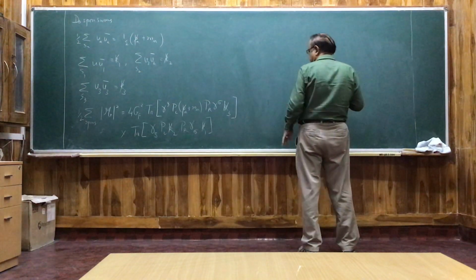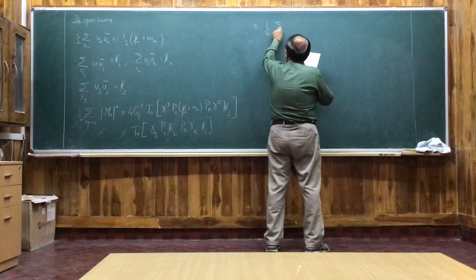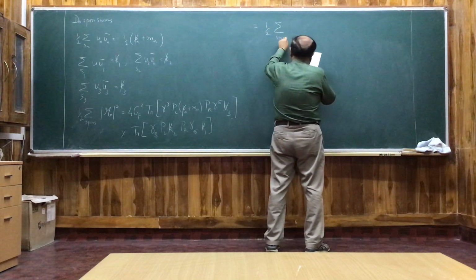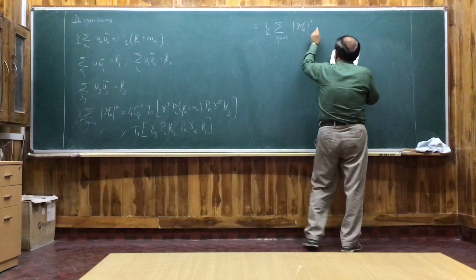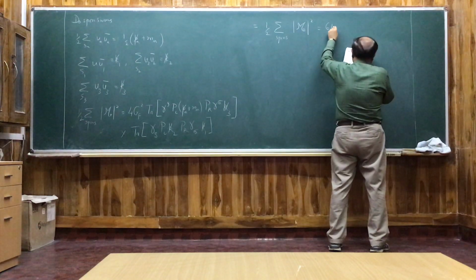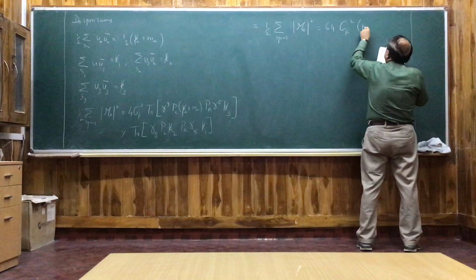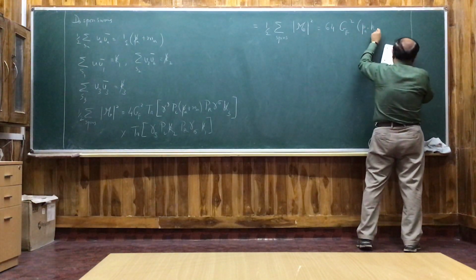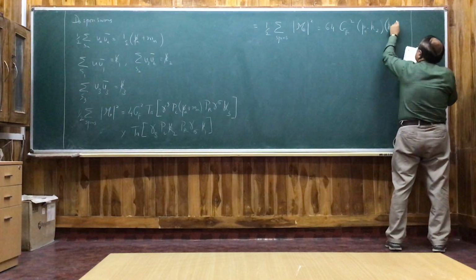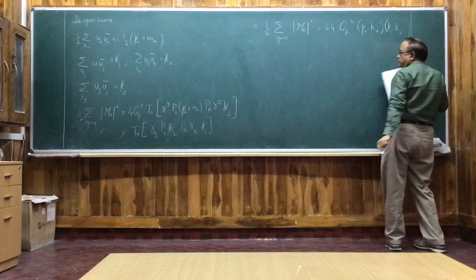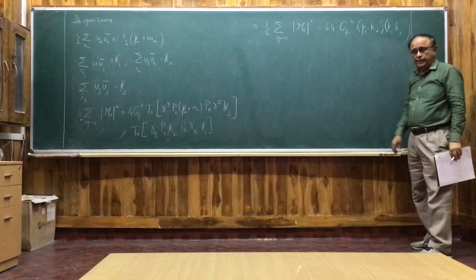So I can do all these things, and this gives half sum over spins mod M square equal to 64 GF square PA dot K2 times P1 dot K3 after the traces are evaluated. Okay.